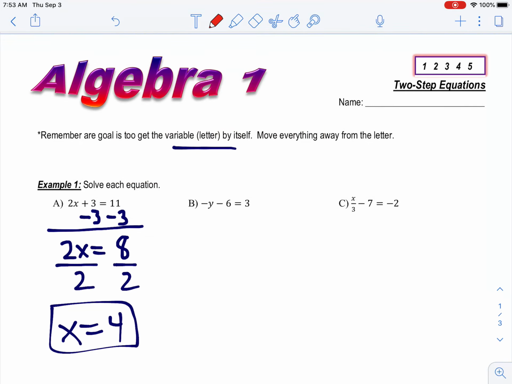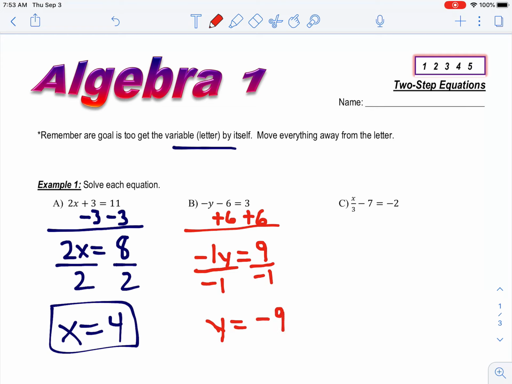Let's do letter B. I have negative y minus 6 equals 3. Again, I see a minus 6 next to my y, so I'm going to move that 6 first by doing positive 6 to both sides of the equal sign. Now, notice I have a negative y, but technically there's a 1 in front of that, so I'm going to write it as negative 1y equals 9. Remember, when they're connected like that, that means multiplication, so the opposite of multiply is to divide both sides by negative 1. Remember, a positive divided by a negative will turn out to be a negative number.